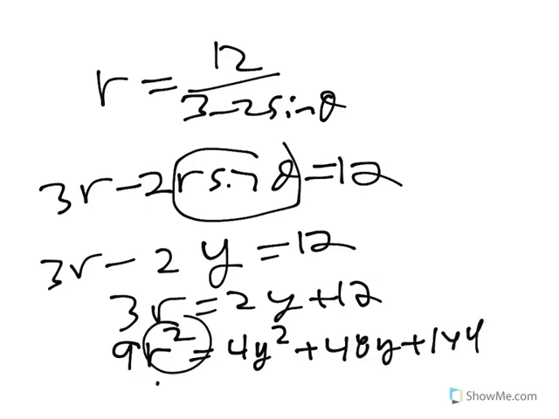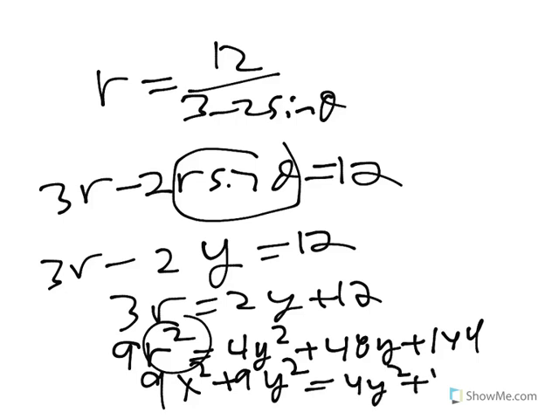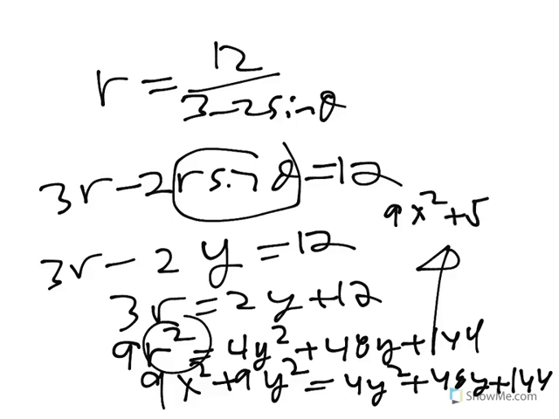This r squared, one of the four relationships is that r squared can be replaced with x squared plus y squared. I'll distribute it through. And as you can see, this is looking a lot like an ellipse equation. If I combine like terms, 9x squared plus 5y squared minus 48y minus 144 equals 0.